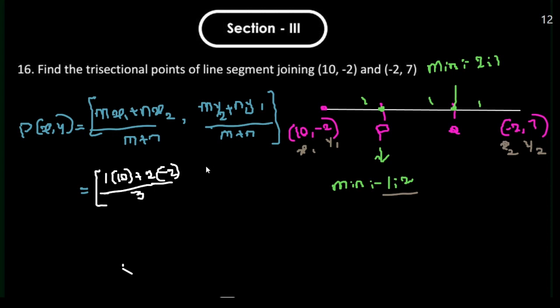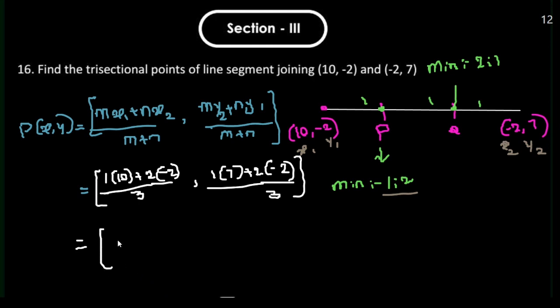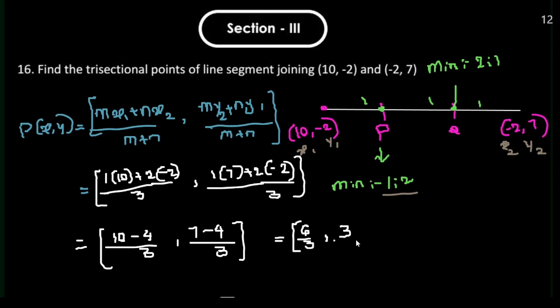And m, 1 into y2, what is y2? 7, plus 2 into, n here, and y1 is minus 2, by 3. Now, 10 minus 4 by 3, comma 7 minus 4 by 3. Then it is 6 by 3, comma 3 by 3.